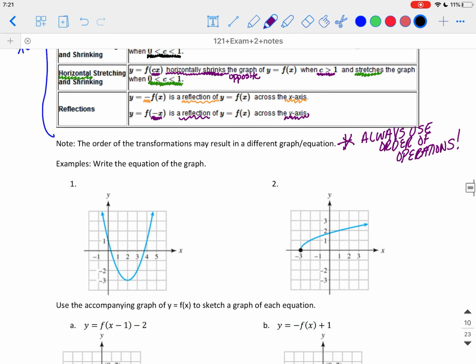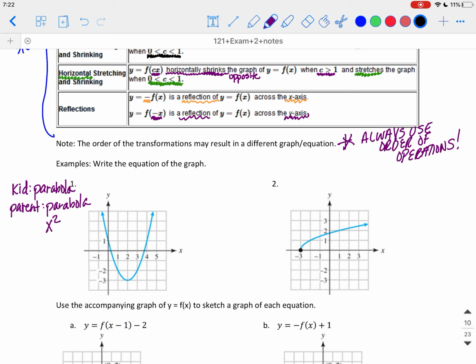Example: write the equation of the graph. You need to know that this is a parabola. So the kid is a parabola, and that means that the parent also needs to be a parabola. And the purest parent without any transformations is going to be x squared.